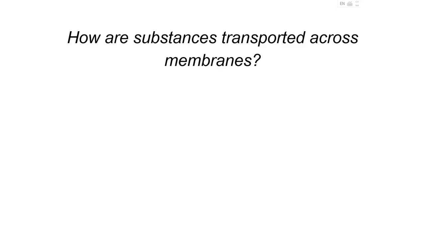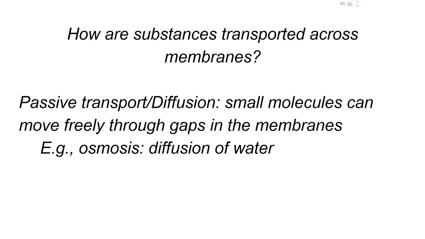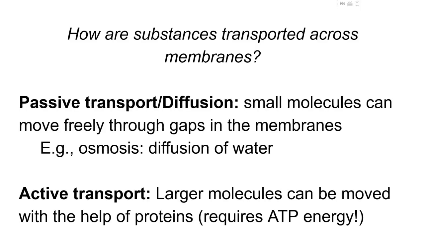So how are substances transported across the membranes? Well, there are 2 different ways. We have passive transport and diffusion, in which small molecules can move freely through gaps in the membranes. This does not require energy. This is passive. An example of this is osmosis, which is the diffusion of water. The other way that things are transported across the membranes is through active transport. This is a process in which larger molecules can be moved with the help of proteins. It also requires ATP energy. Okay. Go.